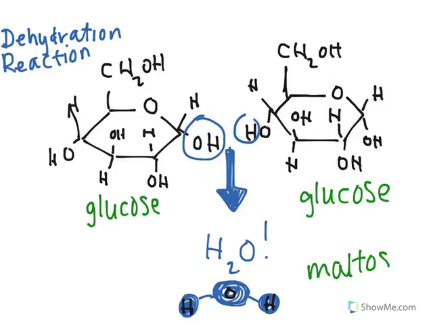And then again, maltose is a sugar that's usually found in, say, beer. And then you can tell that from this root word of malt. So there's malt in beer.